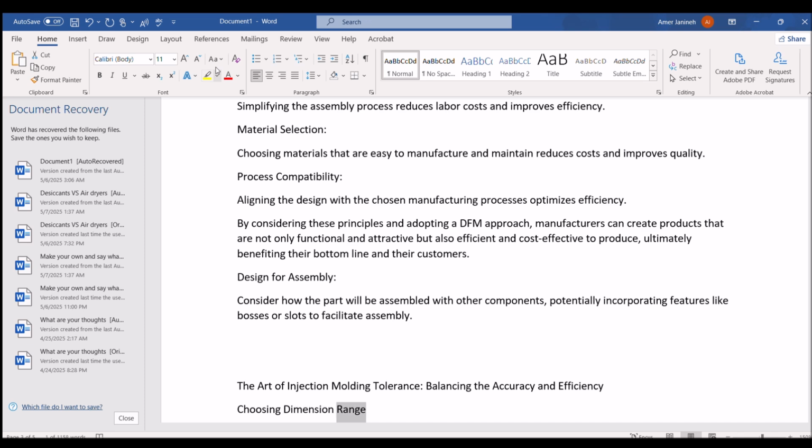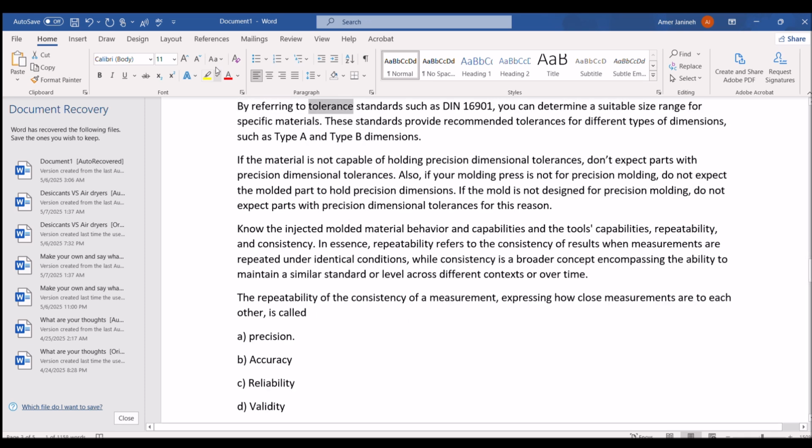Choosing dimension range. By referring to tolerance standards such as DIN 16901, you can determine a suitable size range for specific materials. These standards provide recommended tolerances for different types of dimensions, such as Type A and Type B dimensions. If the material is not capable of holding precision dimensional tolerances, don't expect parts with precision dimensional tolerances. Also, if your molding press is not for precision molding, do not expect the molded part to hold precision dimensions.